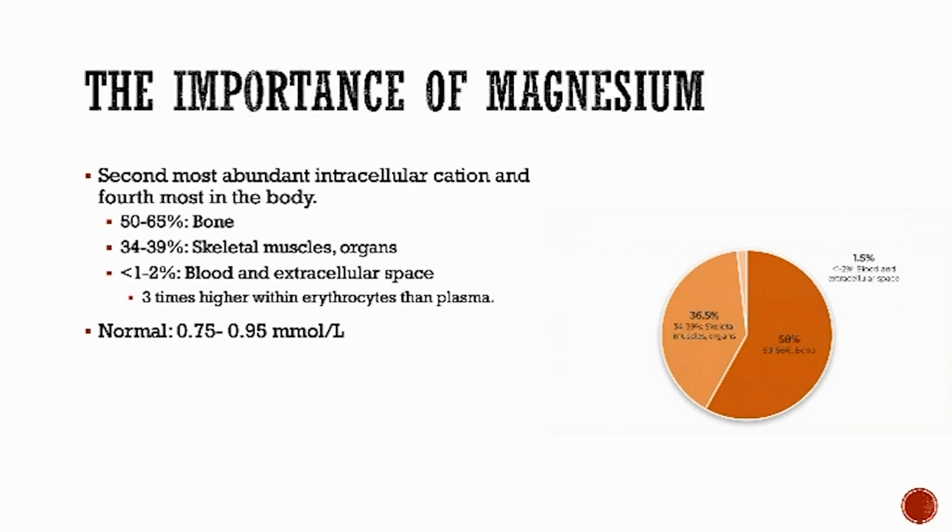50 to 55% is in the bone, 34 to 39% in skeletal muscles and organs, and less than 1 to 2% in blood and extracellular fluid. Magnesium within erythrocytes is 3 times higher than in plasma. This is why serum levels may not reflect the total body stores, and a normal level of serum magnesium does not rule out deficiency. Normal magnesium level is around 0.75 to 0.95 millimoles per liter.